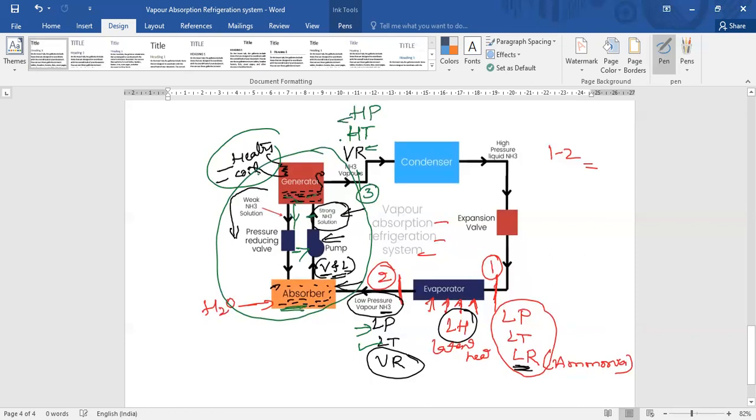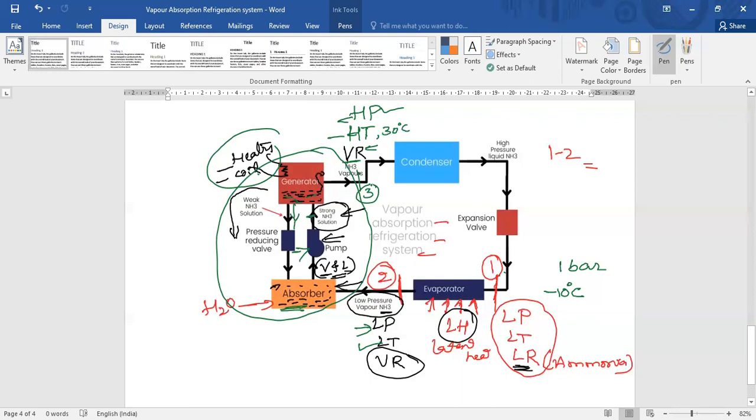So high pressure, high temperature, vapor refrigerant. And dear students, high pressure is nothing but what? Compared to point number 1, for example, at point number 1, 1 bar pressure is there. At point number 3, it will be 5 bar pressure. That is the meaning of low pressure and high pressure. And here the temperature at point number 1, if it is minus 10 degrees Celsius, here high temperature becomes maybe 30 degrees Celsius or 50 degrees Celsius, like that.